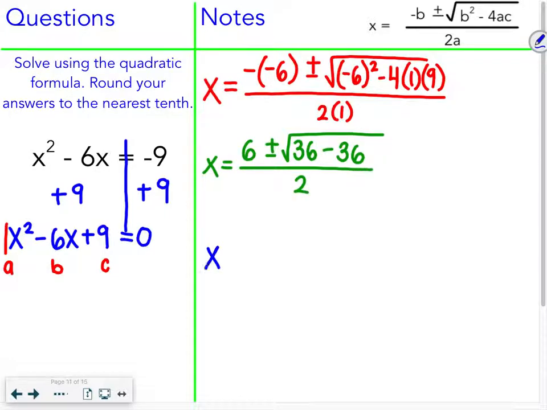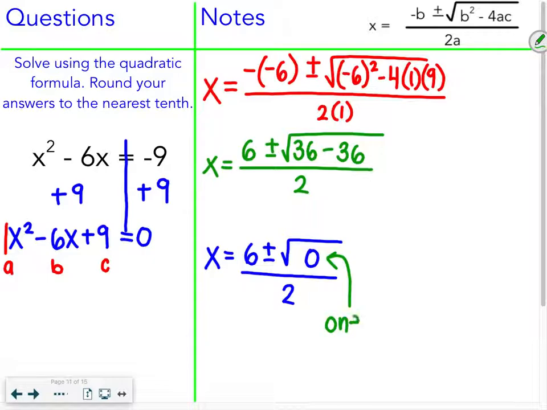And then in step 3, I'm going to simplify that square root. And I'm going to end up with 0. If you end up with 0 under your square root, you are going to end up with just one solution. So if this is a 0, then you are going to only have one solution, because if I do 6 plus the square root of 0 divided by 2, or 6 minus the square root of 0 over 2, I'm always going to end up with the same answer. It doesn't matter which one I do.